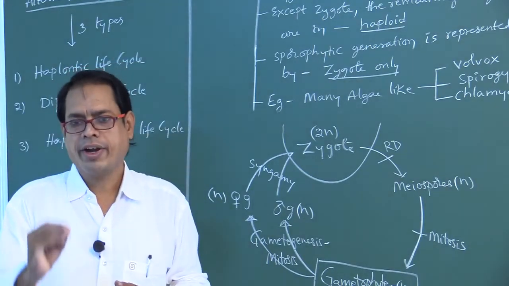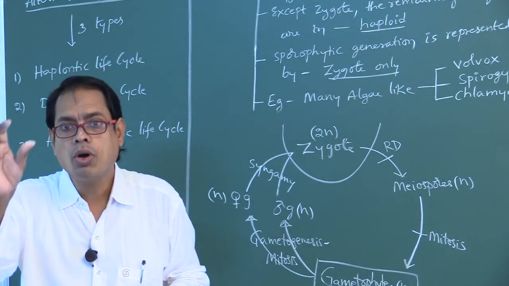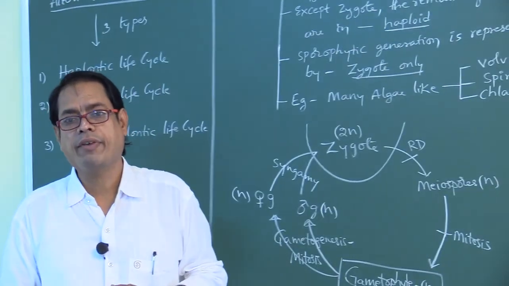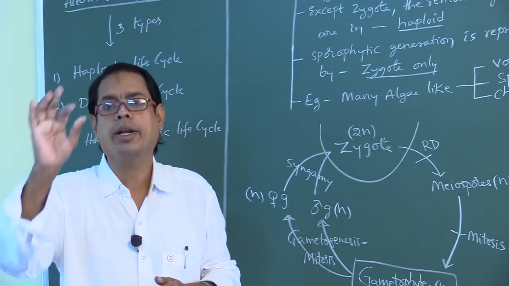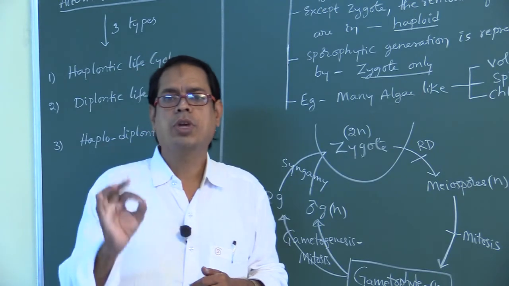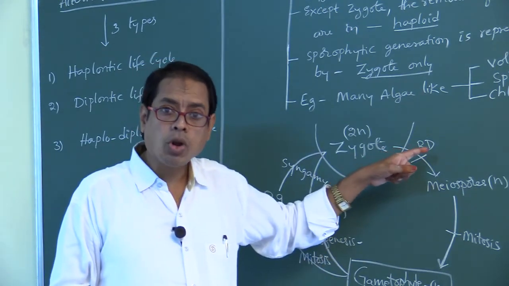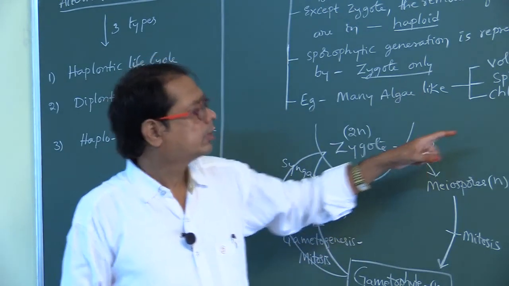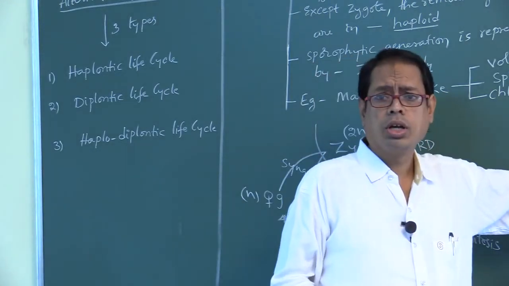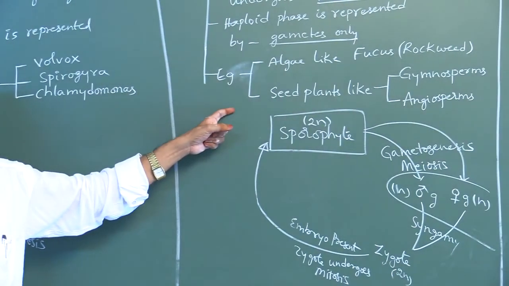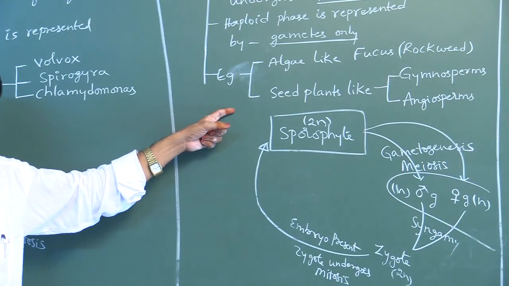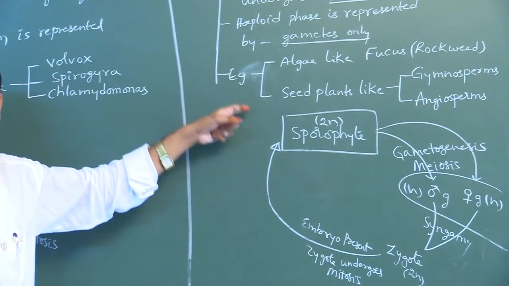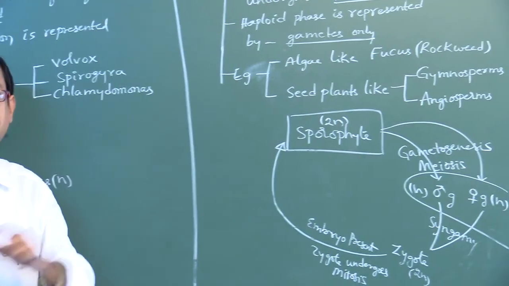Next, bryophyta show haplodiplontic. Pteridophyta show haplodiplontic. Gymnosperms show diplontic life cycle. Angiosperms show diplontic life cycle. That is, seeded plants show diplontic life cycle. This we have to understand.